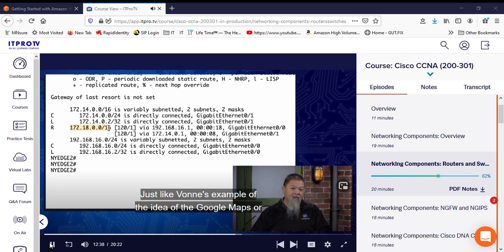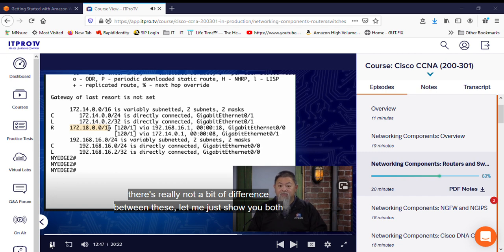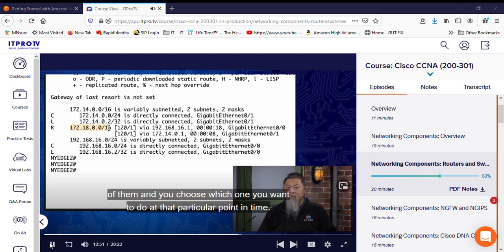Just like Vaughn's example of Google Maps or whatever maps you choose to use, it can show you multiple routes and say, hey, there's really not a bit of difference between these. Let me just show you both of them and you choose which one you want to do at that particular point in time. Now, routers are a little bit more unusual in this way. If it's equal distance, it'll load balance between both. It will send one packet this way, one packet the other way. But overall, Vaughn, that's what the routers do.